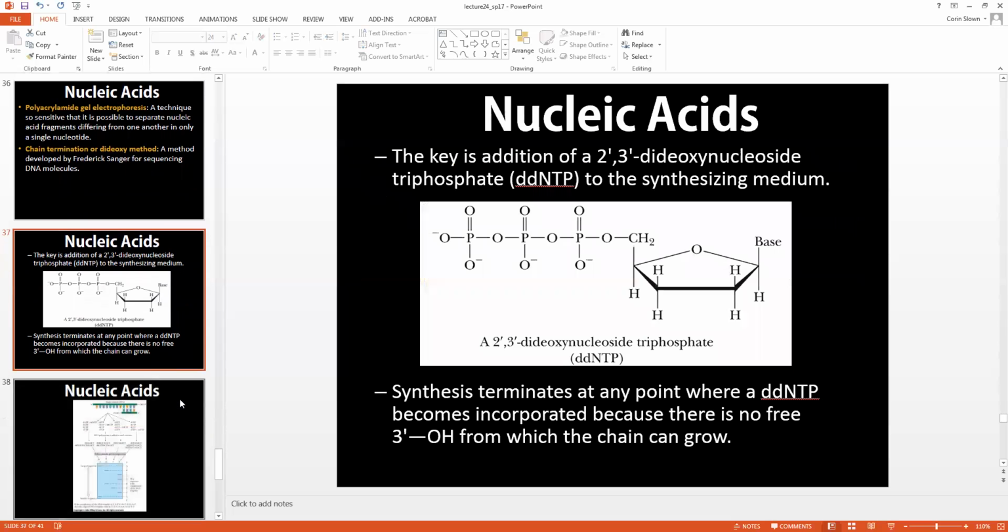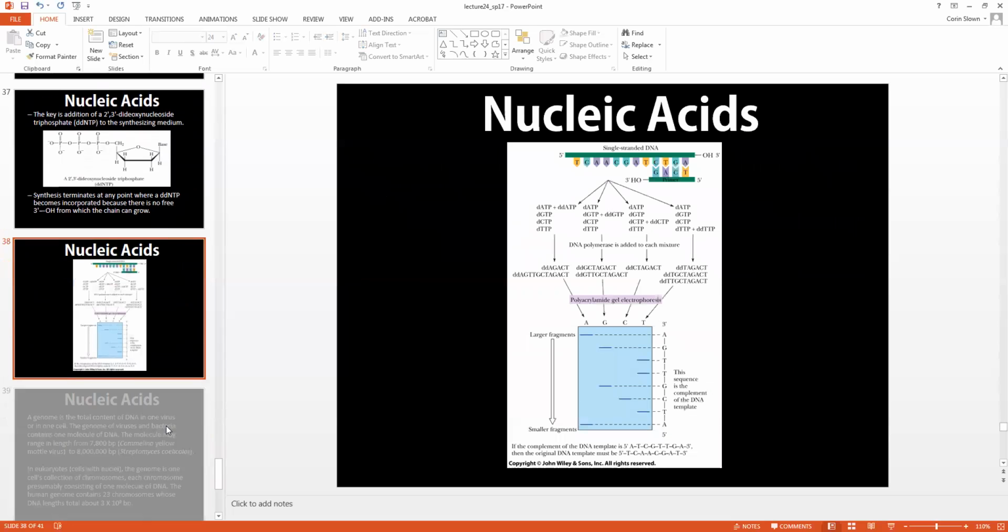The key to Sanger sequencing is the addition of a 2', 3' dideoxy nucleoside triphosphate, or ddNTP, to the synthesizing medium. This synthesis terminates at any point where a ddNTP becomes incorporated because there is no free 3' hydroxy from which the chain can grow. So if we think about what we know, typically there would be an OH here, but now instead there's a hydrogen, which means the chain cannot continue.